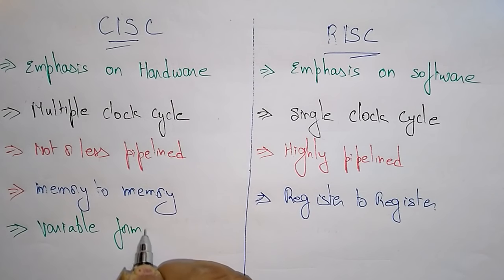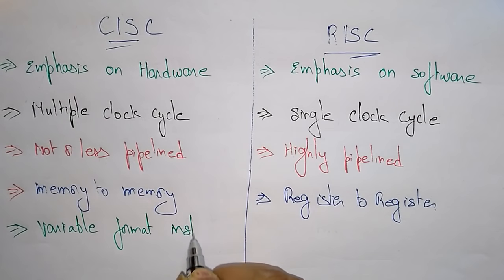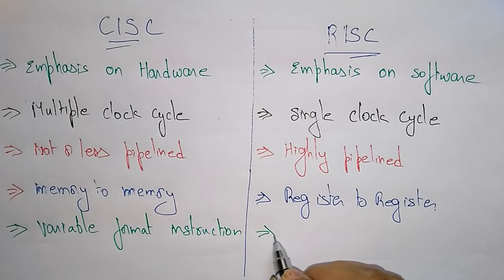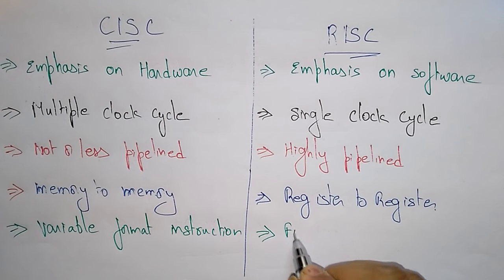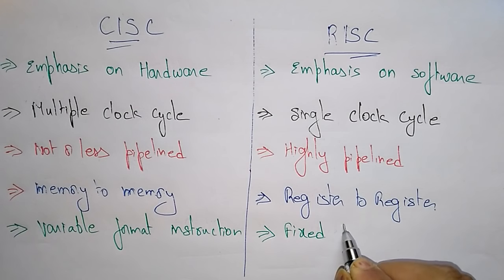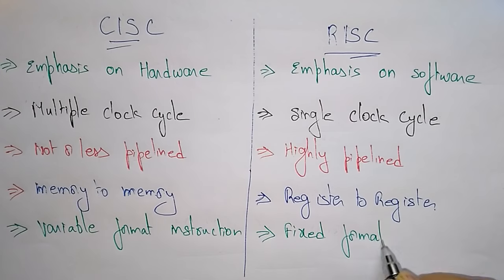And next coming to the next point, CISC has the variable format instruction. So the format of the instruction that they are using should be a variable format instruction, whereas RISC always follows the fixed format instruction.